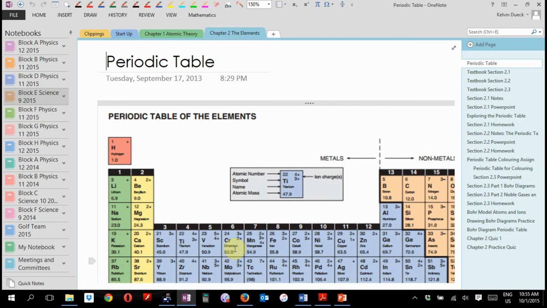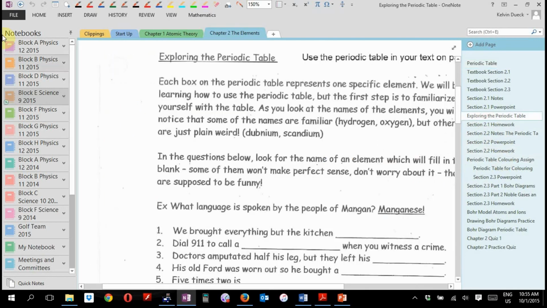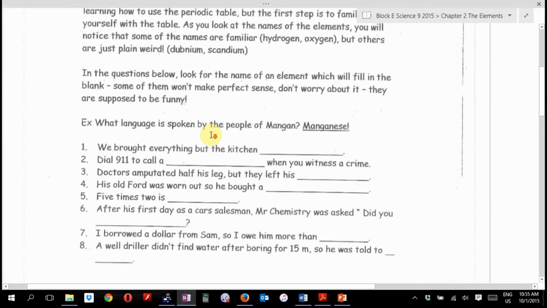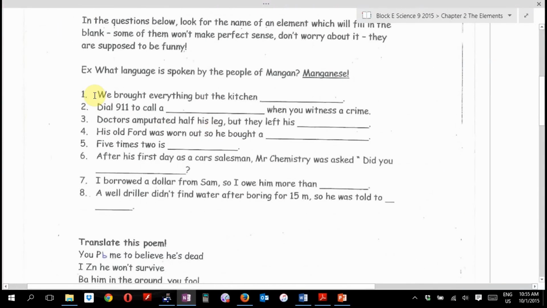Now that you've got a little familiar, take a look back at the handout that I gave you, Exploring the Periodic Table. These are supposed to be terrible puns for numbers 1 to 8. They're terrible. We brought everything but the kitchen. Well, zinc isn't an element. Can you find me one that might look like the kitchen zinc? And there's your hint. What is zinc? Element number what?